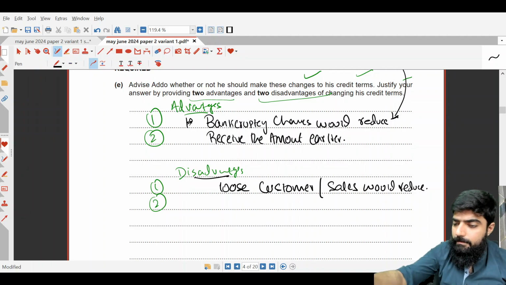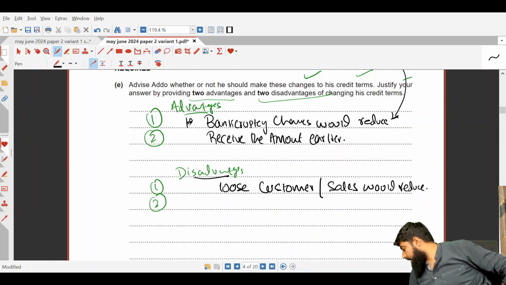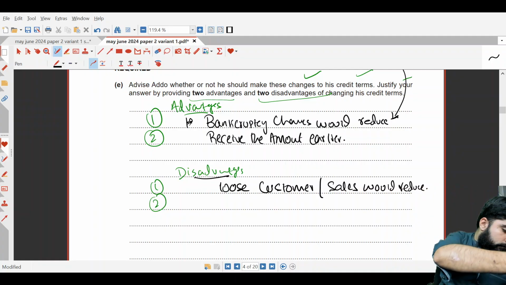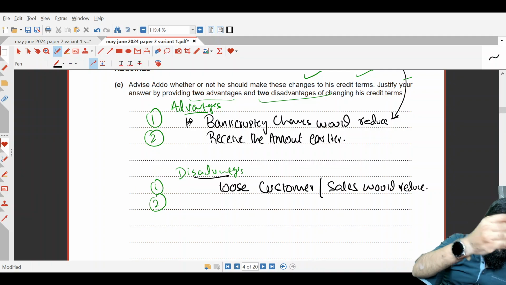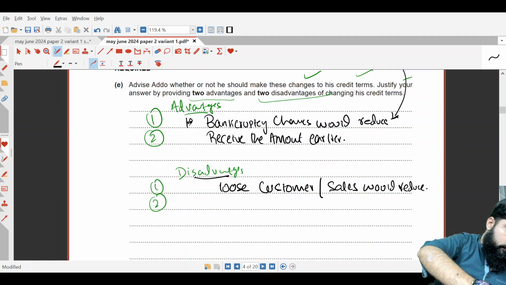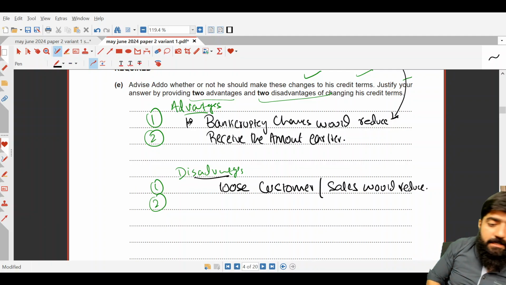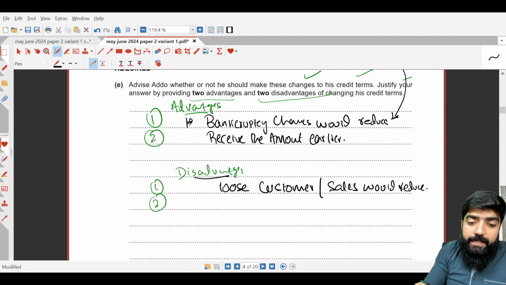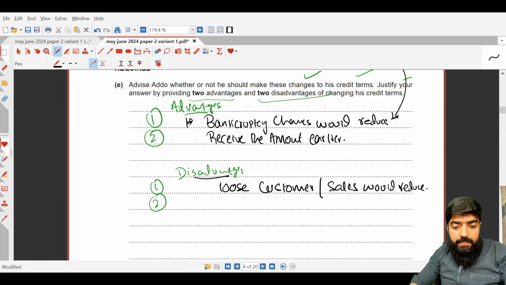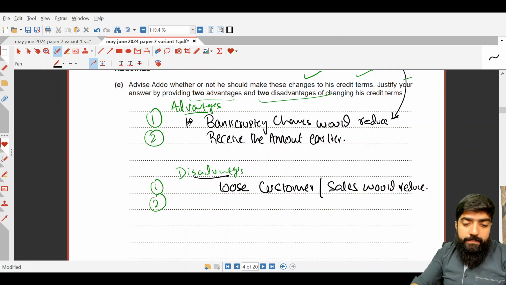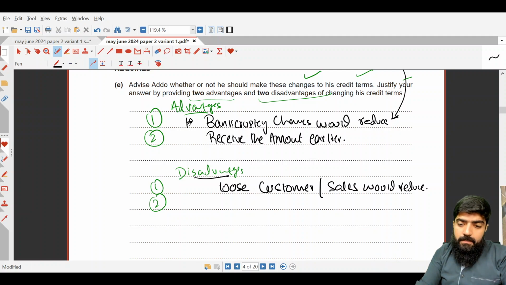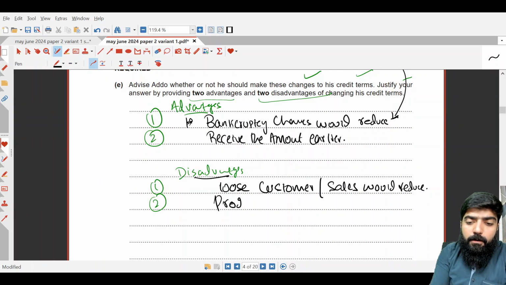Yes, sir. The second disadvantage. Yes. What would be the second disadvantage? The second disadvantage would be that we will reach with cash discount. So even if customers pay on time, we lose some specific amount. It means there will be more expenditure, right? Because if the customer takes the advantage, obviously more expense would be recorded or the profit will reduce. Yes, the profit will reduce.